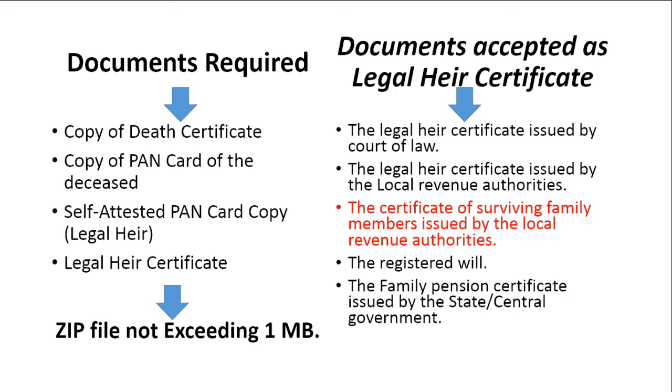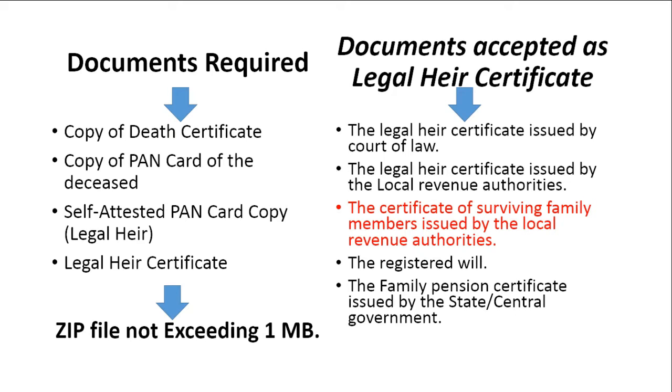Now out of these five, the certificate which you will be able to get most easily is the certificate of surviving family members issued by the local revenue authorities. But such a certificate is generally available in the regional language. Many times, the copy of the death certificate is also issued in the regional language. So all the documents which you have in a regional language, you have to translate into English or Hindi, and get them duly notarized for filing on the income tax website.